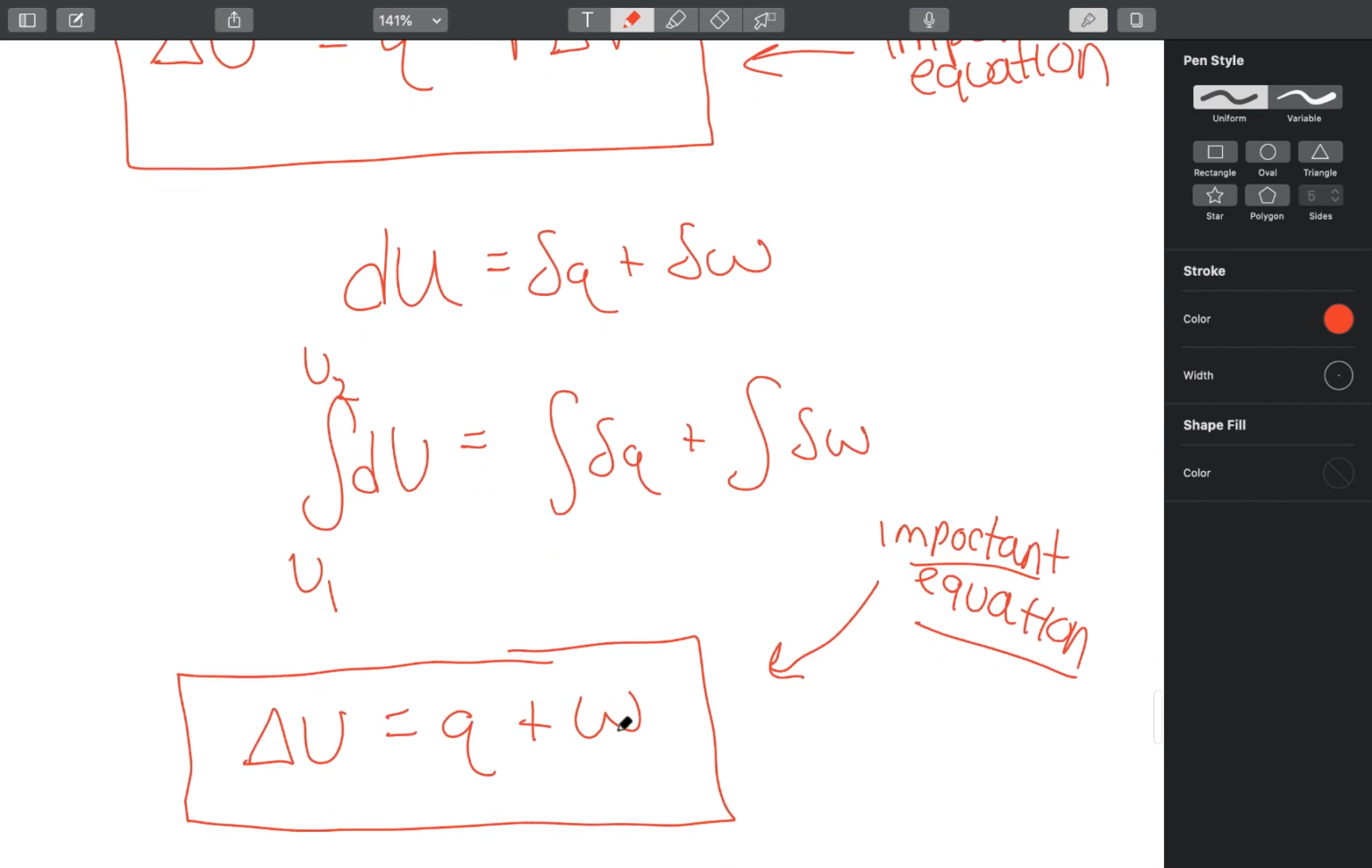And from here you can see why those positive and negative values increase or decrease the internal energy, because when Q is positive and W is positive, delta U will be positive. When Q is negative and W is negative, delta U will be negative.